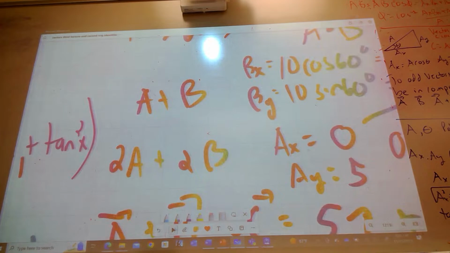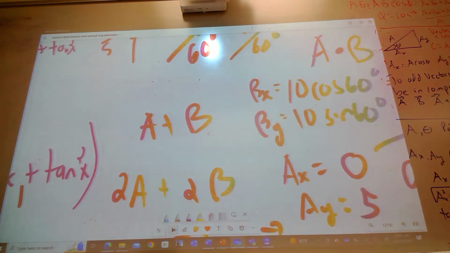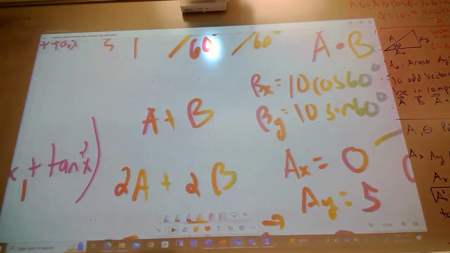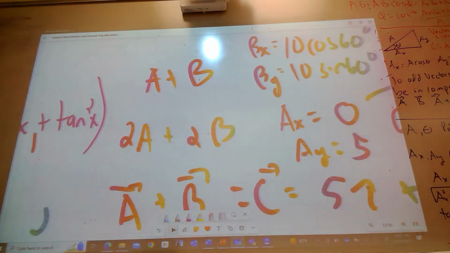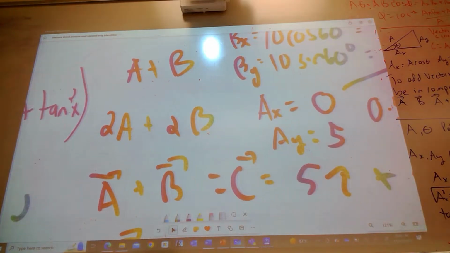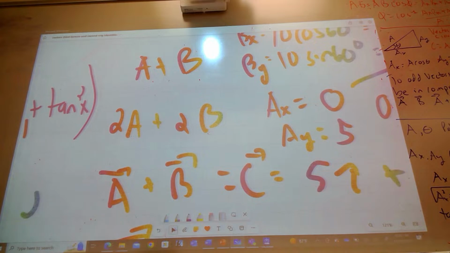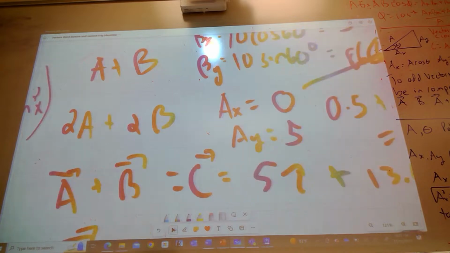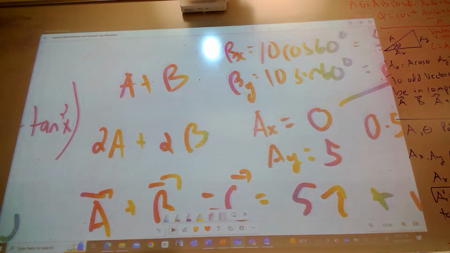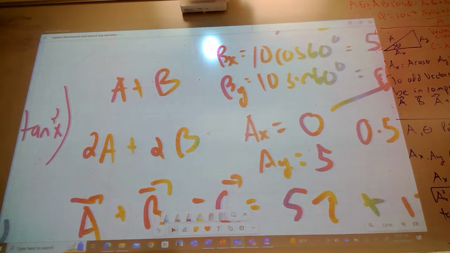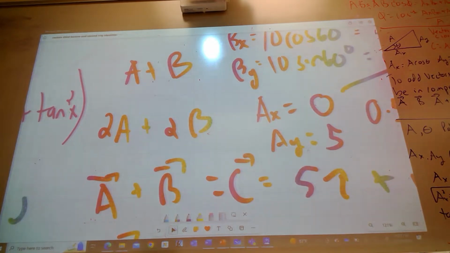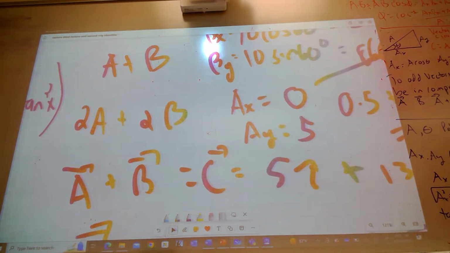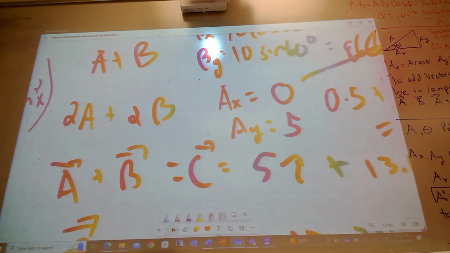So you add the x to the x, you get 5. So that should be 5i. You should put it in terms of i and j. And you add the y to the y, so you get 5 plus 8.66. This gives you 13.66j.